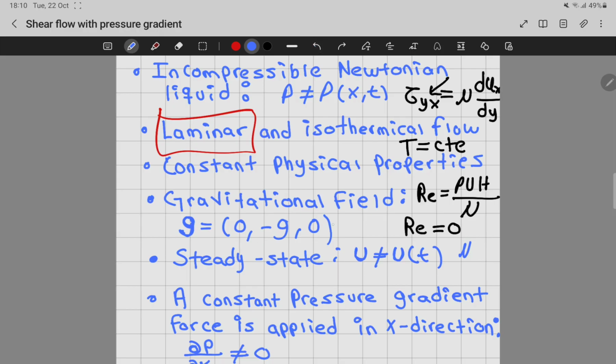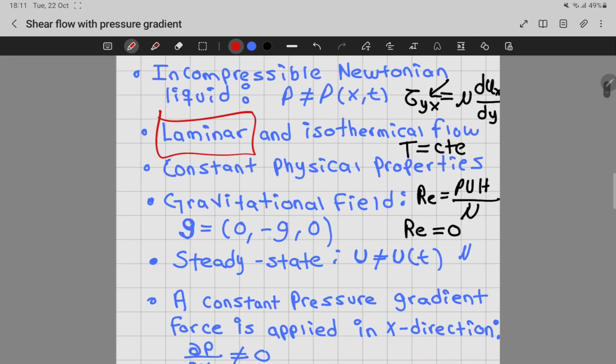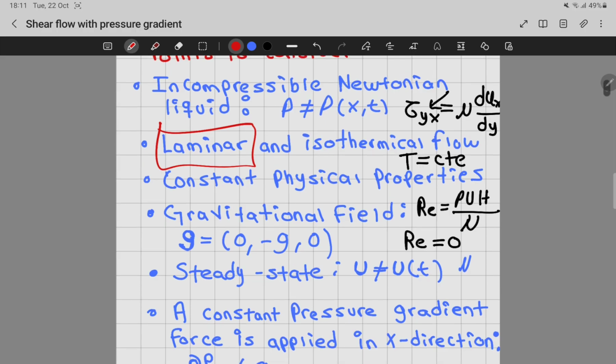And yeah, we have gravitational effects acting on the flow. The gravitational field is always going to point in y direction, towards the bottom, downwards. So this is the gravity vector. It will only have a non-zero contribution in y direction. We will also assume a steady state, so that means that we will not care about the temporal terms of the equations, and it also means that the velocity will not depend on time.